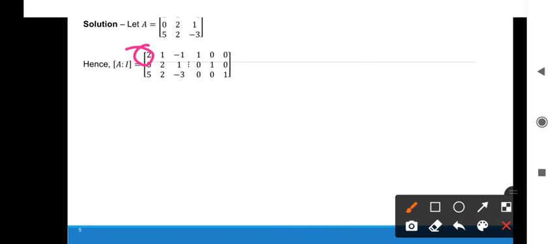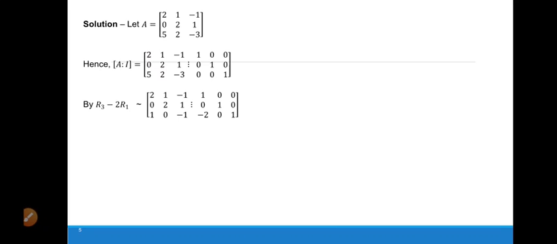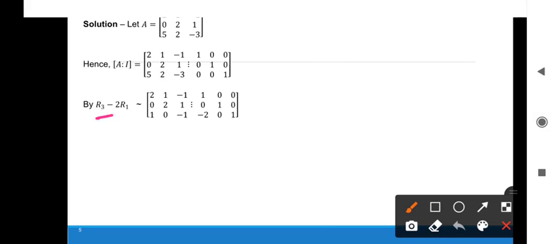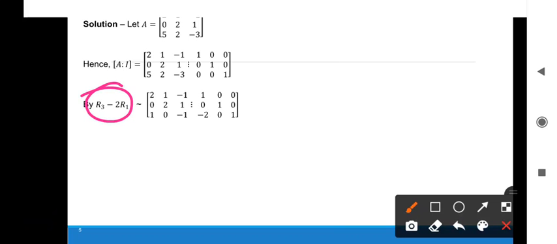So first we will try to make it 1 by some row transformations. The first one, by the row transformation R3 minus 2R1, we are going to change row 3 of this complete matrix. So first and second row will be as it is. The change is only in the third row, and it is also with this operation only. So by this operation we are getting third row first column element as 1.